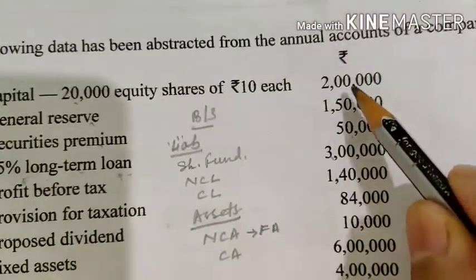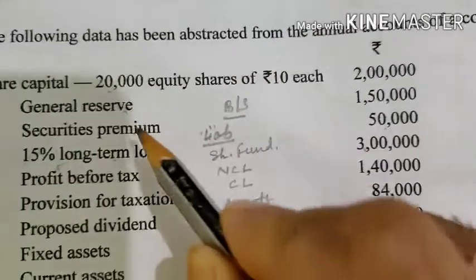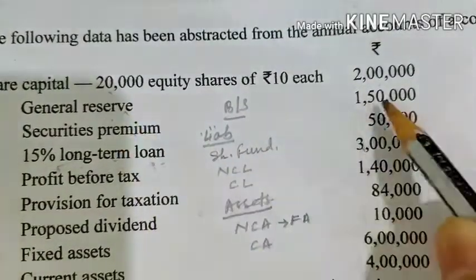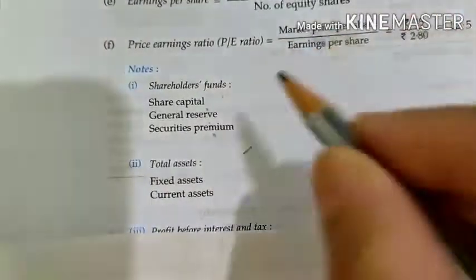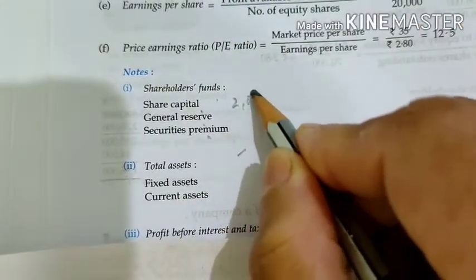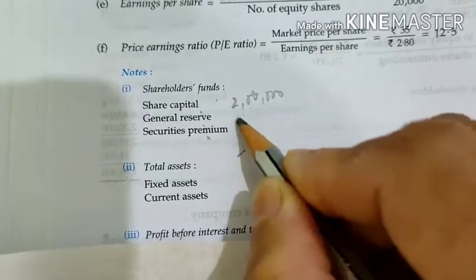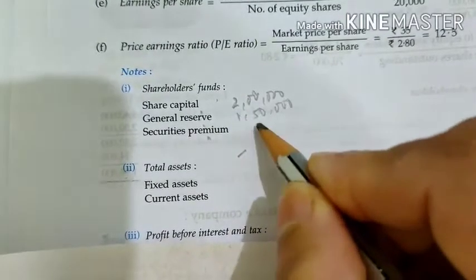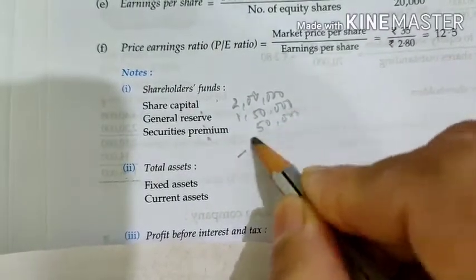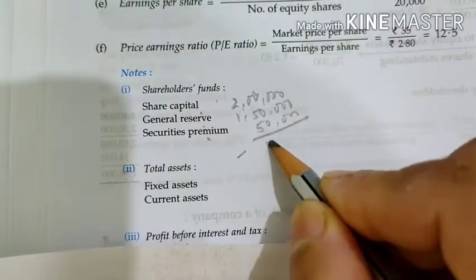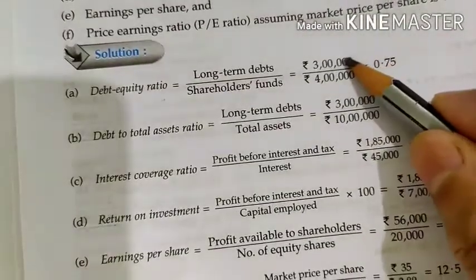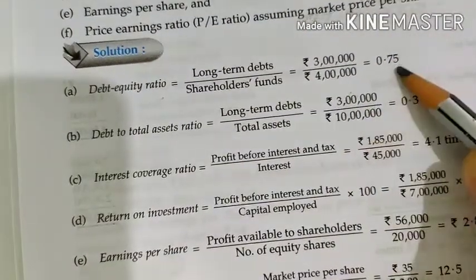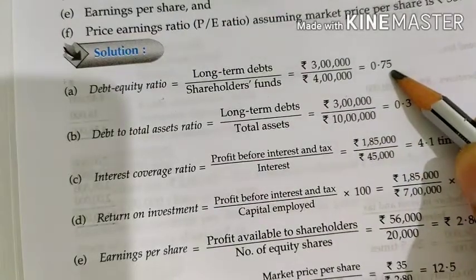You have share capital 2 lakhs, general reserve 1,50,000, and securities premium is 50,000. So the total is 4 lakhs. So the amount here, 3 lakhs divided by 4 lakhs, gives you 0.75.